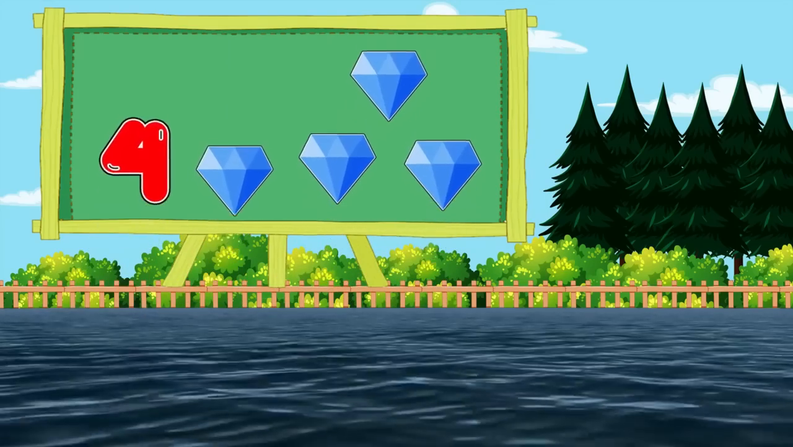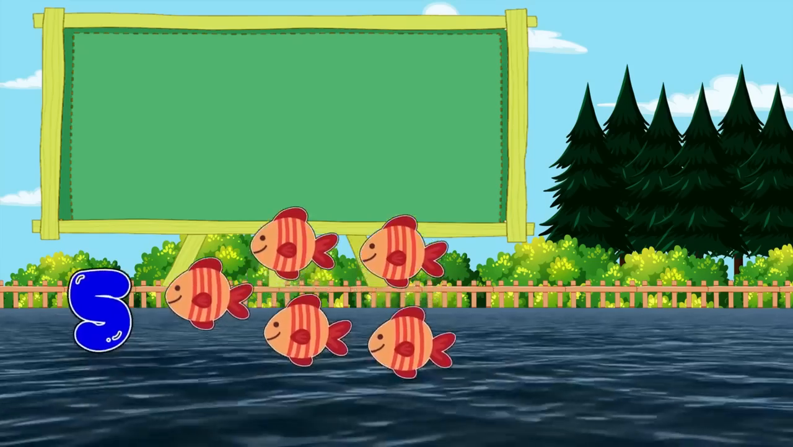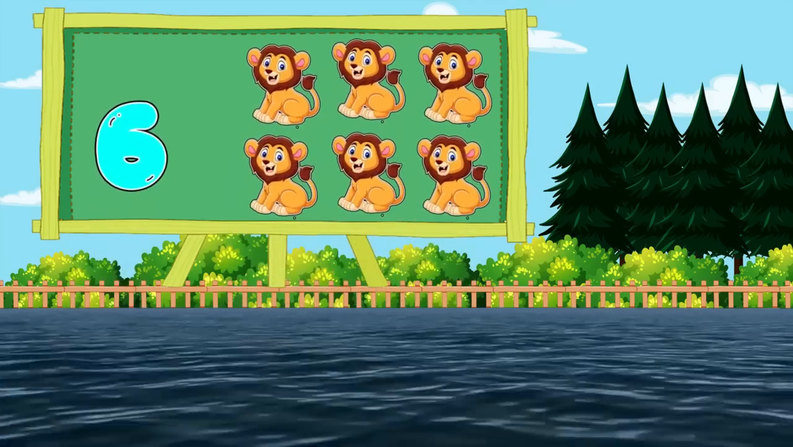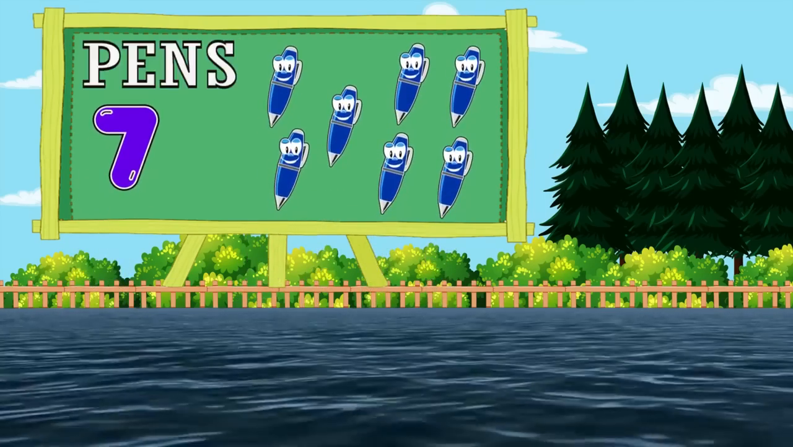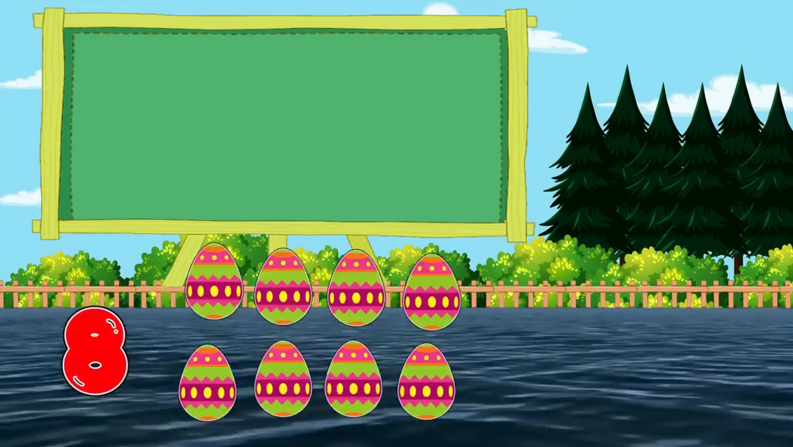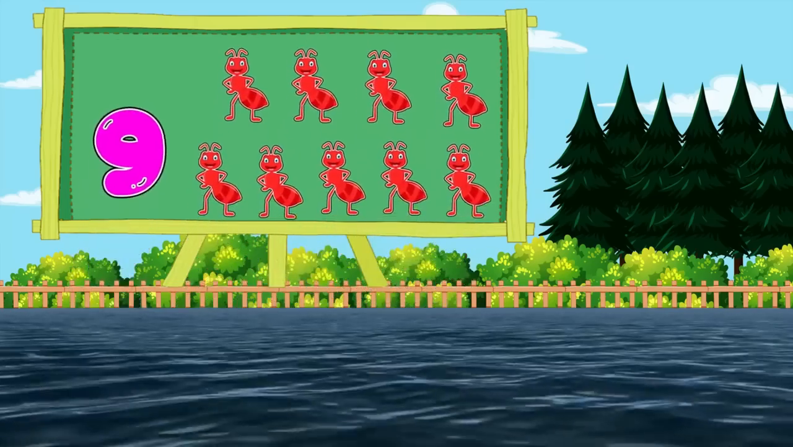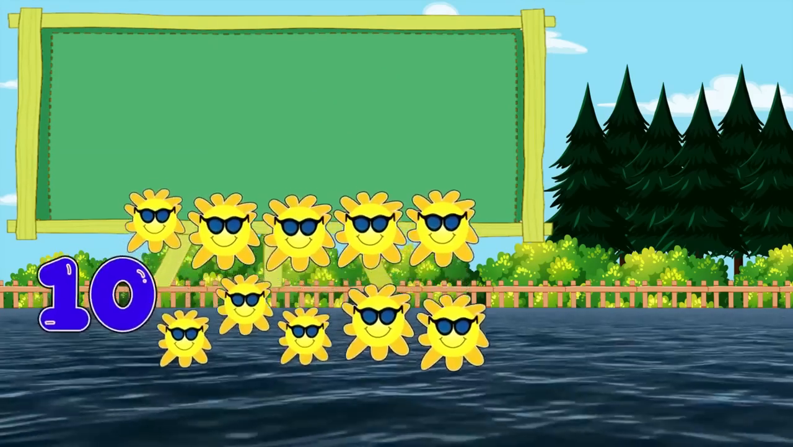4 diamonds. 5 fishes. 6 lions. 7 hens. 8 eggs. 9 odds. 10 suns.